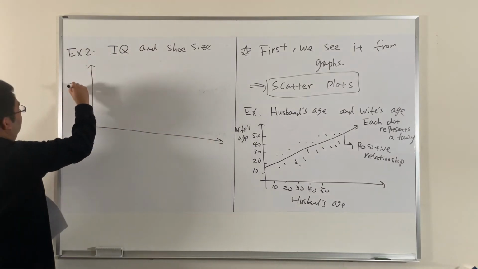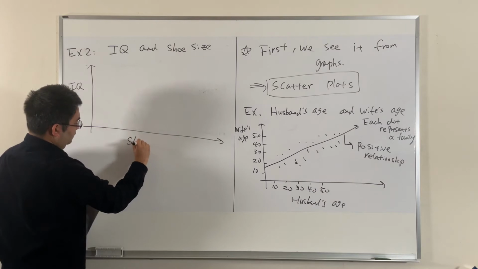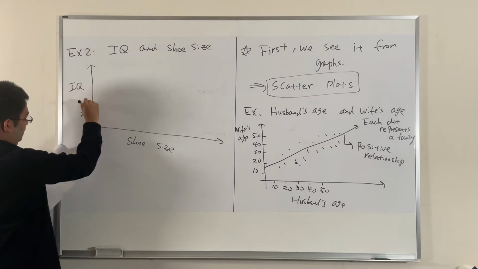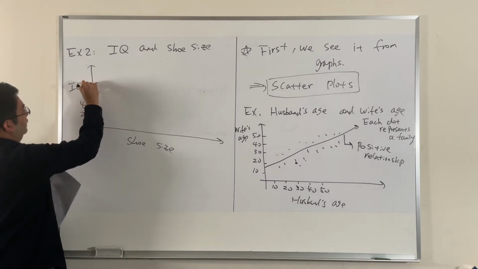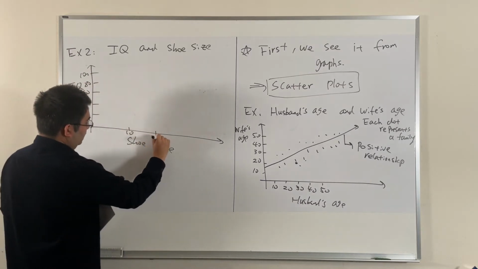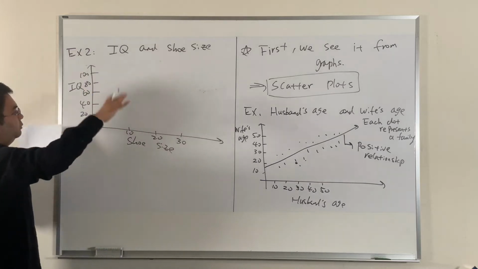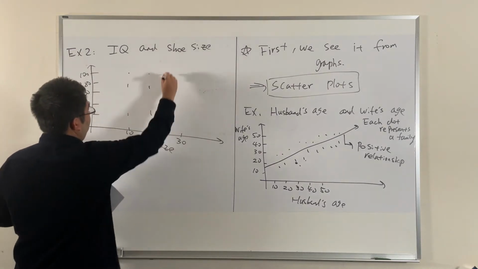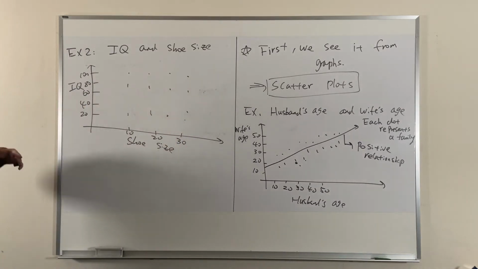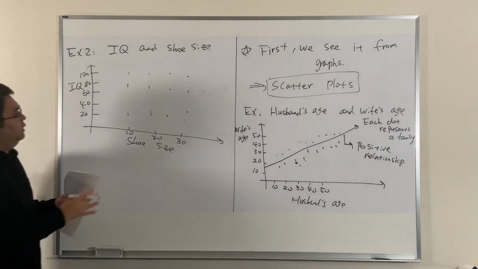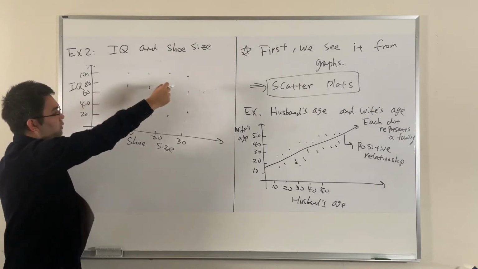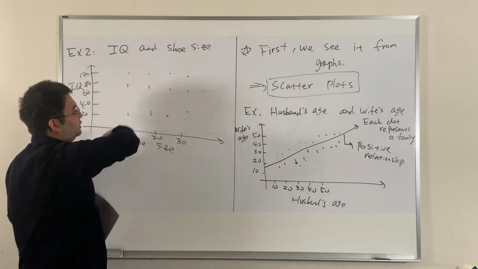This is IQ, and this is shoe size. We say 20, 40, 60, 80, and 100, and then 10, 20, and 30. Again, I'm going to put some dots here. The way I drew this scatter plot is that you don't really see any direction in terms of how you can connect these dots.